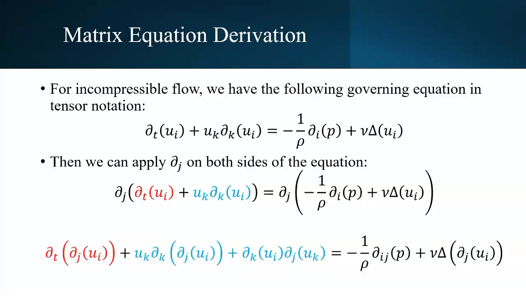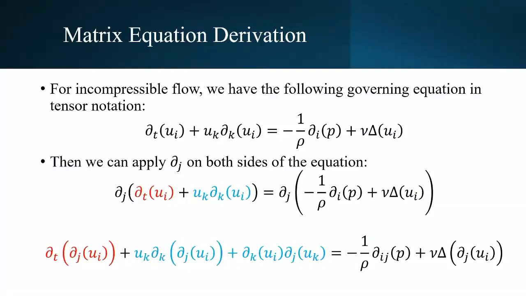So this is what we have: partial t of partial j u_i. And here we are taking the derivative first on the second part, so we have u_k partial k of partial j u_i. If we compare this with the original equation, we can notice this is the time derivative, and this is the convection term for partial j u_i, which means these two terms together are the material derivative of partial j u_i.